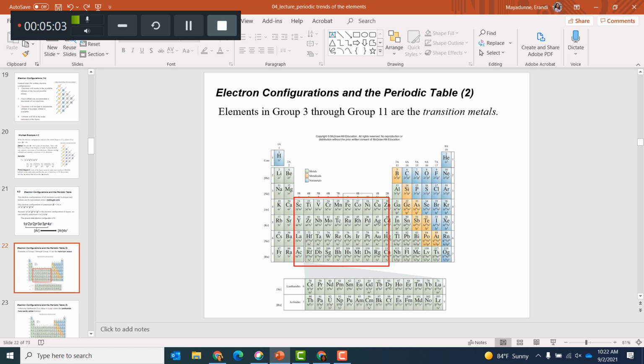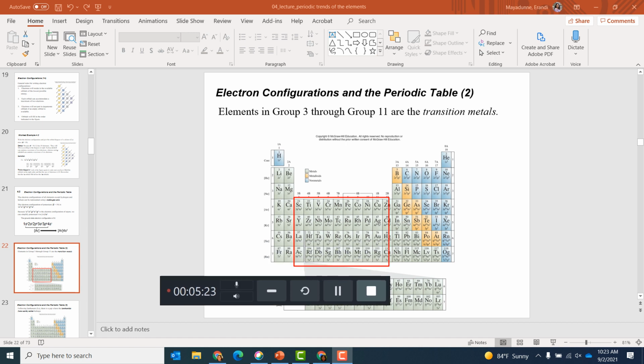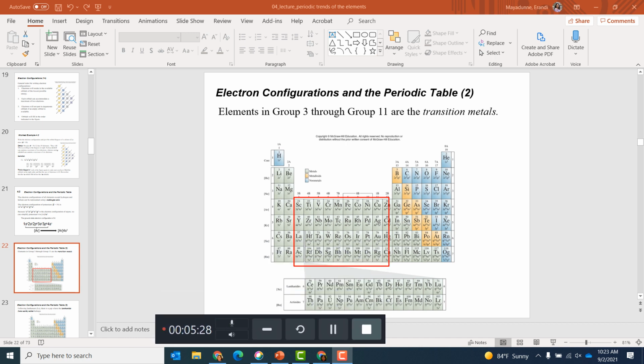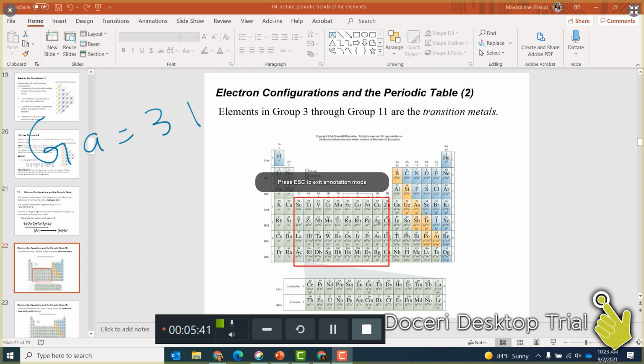Let's take something, for example, gallium. Gallium is 31. The atomic number is 31. Let's see how we write it. By looking at the periodic table, you see gallium is in period 4. And also it's a p block, so the electron configuration ends with p.